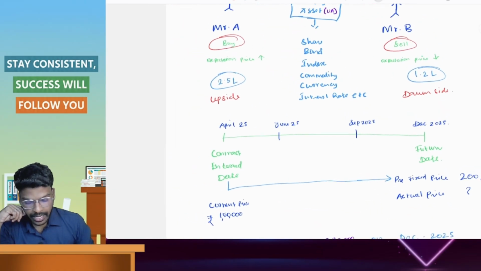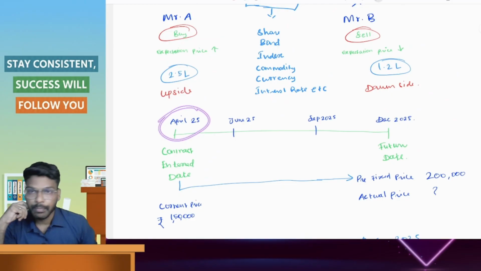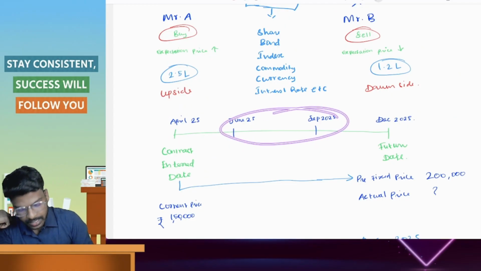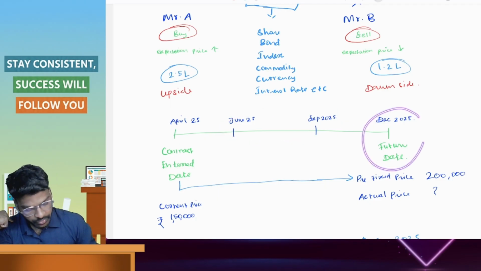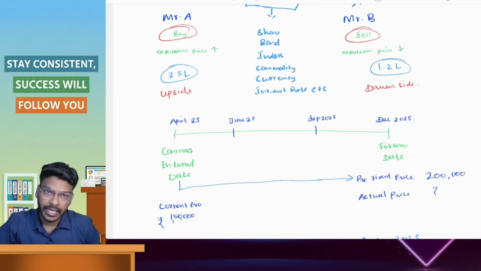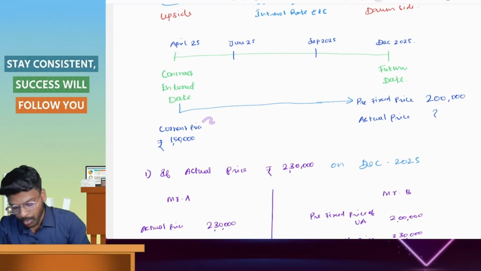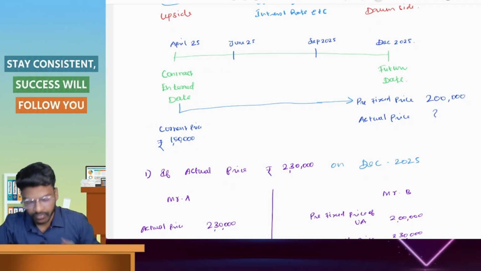So they are entering into a contract in April 2025. There is an in-between period where the price can fluctuate. Then there is the future date, that is the contract maturity date. The contract maturity date is a future date. On the date of entering into the contract, the spot price or current price is 1,50,000.